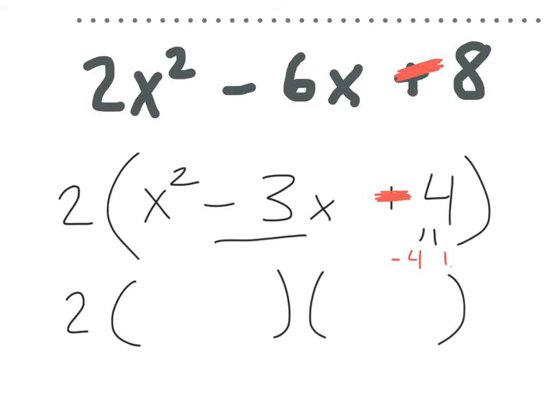So what do we get in our parentheses? 2 times x minus 4 and x plus 1. So I changed this example to a minus 8 at the end because it didn't work out before.